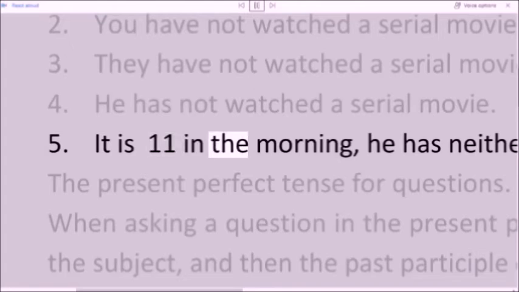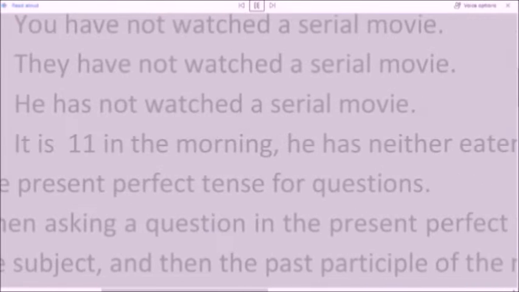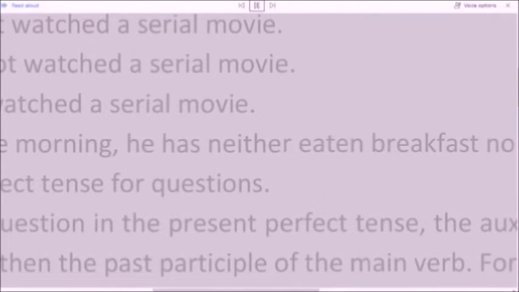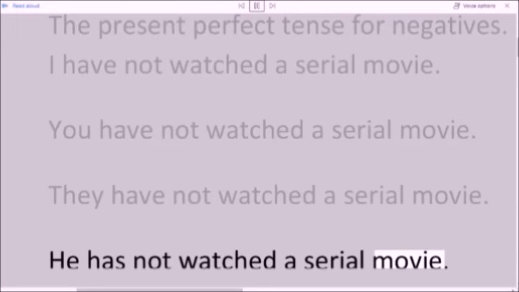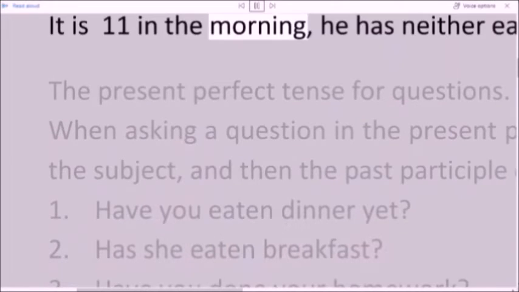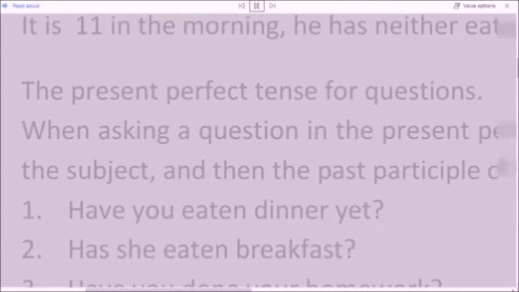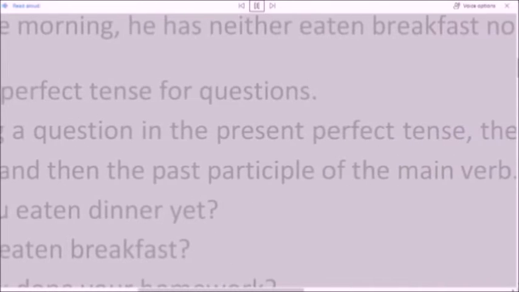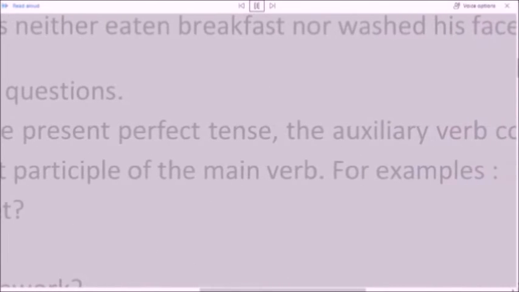5. It is 11 in the morning. He has neither eaten breakfast nor washed his face.